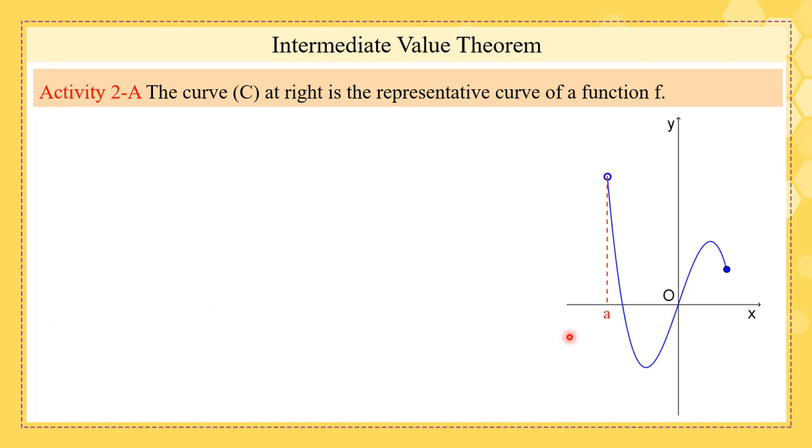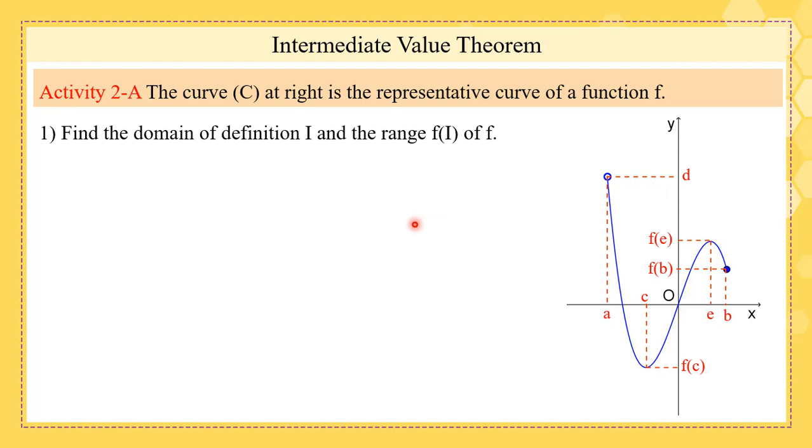This is a, this is d, this is b, this is f of b, this is c, this would be f of c, and this is e, this is f of e. Now I'd like to remind you here that if this is a, this is not f of a because f is not defined at a in this specific case. We have an open point.